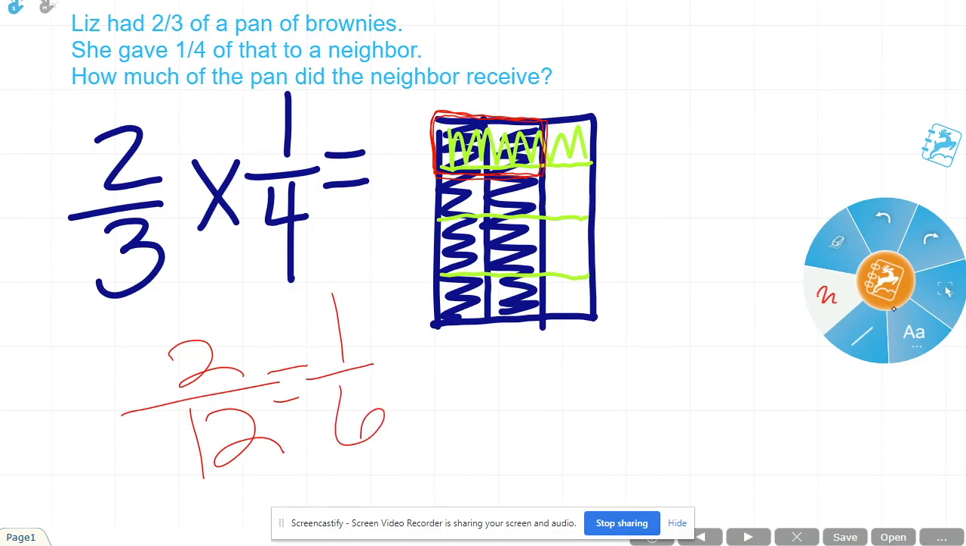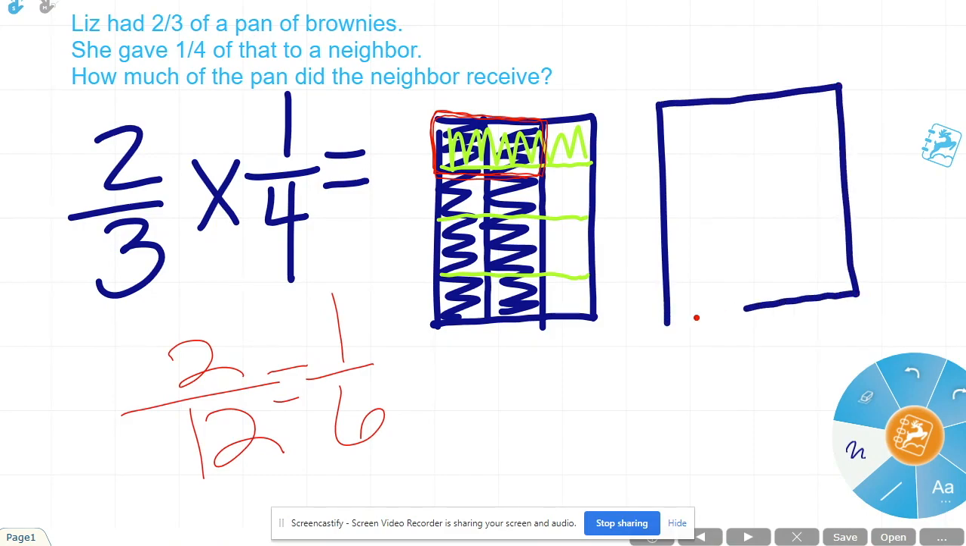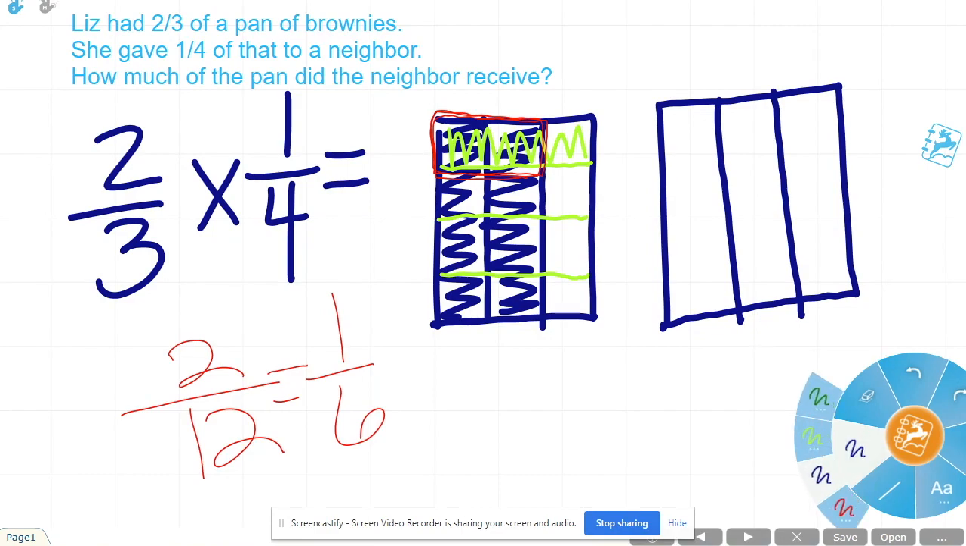All right, then I also want to show you the way you can find it using the dimensions. So I'm going to go ahead and redraw my square, and I'm going to partition it into thirds again, but this time I'm not going to shade. Okay. Then I'm going to partition the opposite direction into fourths.